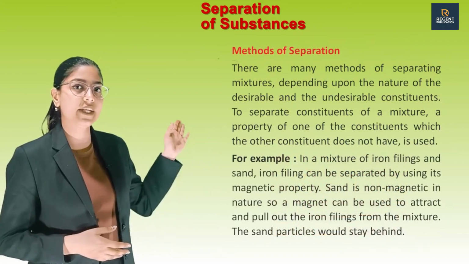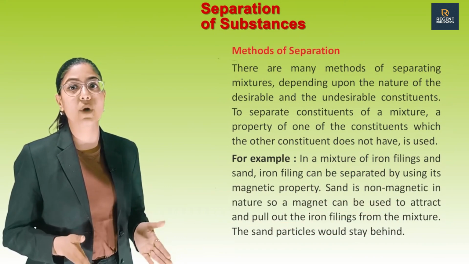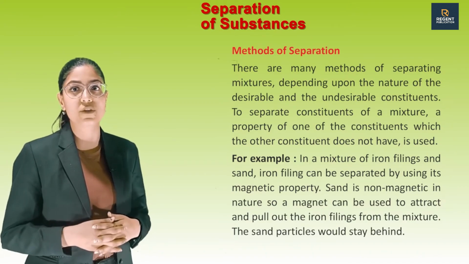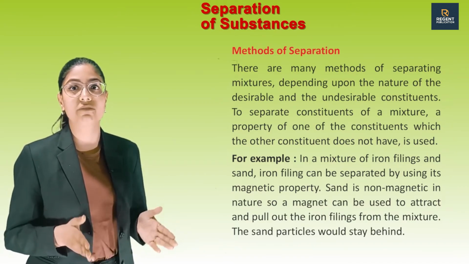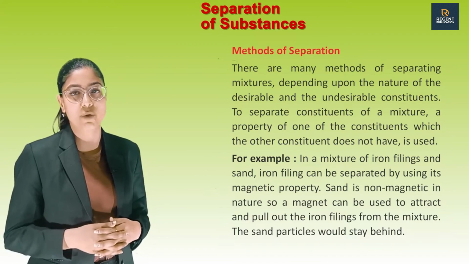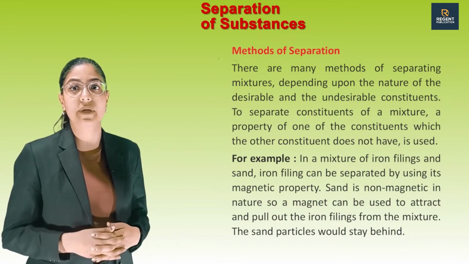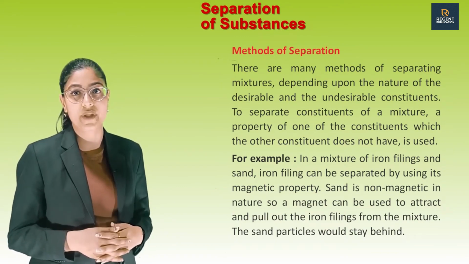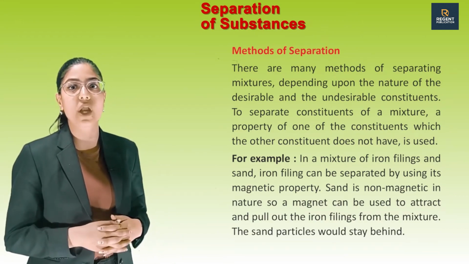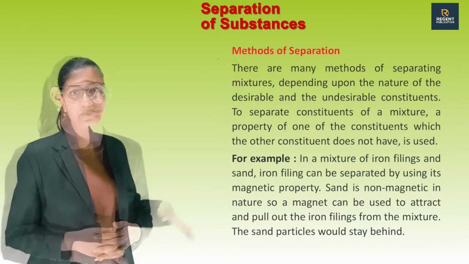Methods of separation. There are many methods of separating mixtures, depending upon the nature of the desirable and the undesirable constituents. To separate constituents of a mixture, a property of one of the constituents which the other constituent does not have is used. For example, in a mixture of iron filings and sand, iron filings can be separated by using their magnetic property. Sand is non-magnetic in nature, so a magnet can be used to attract and pull out the iron filings from the mixture. The sand particles would stay behind.